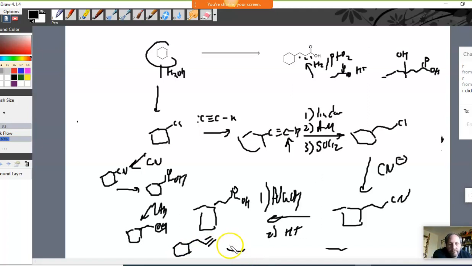And then Lindlar's, anti-Markovnikov oxidation. So, 1, 2, 3, 4. That's 5 different routes. Is that 5 different routes? 6 different routes, I think we saw. 6 possible routes. A lot of them are similar. You're adding the same types of things, Grignards or acetylide ions.